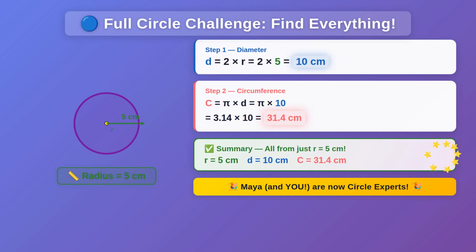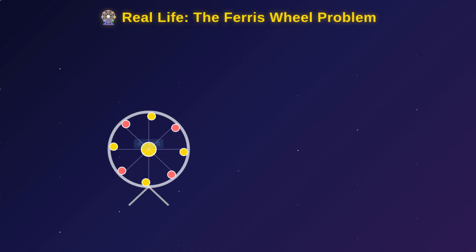So from just one piece of information, the radius, we found everything about this circle. Radius, 5 centimeters. Diameter, 10 centimeters. Circumference, 31.4 centimeters. Maya is now basically a circle expert, and so are you.